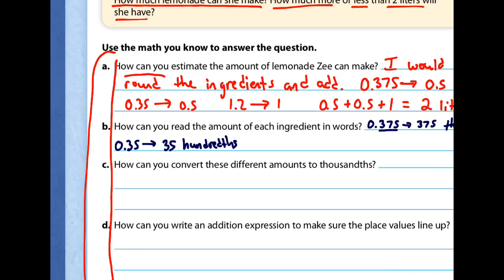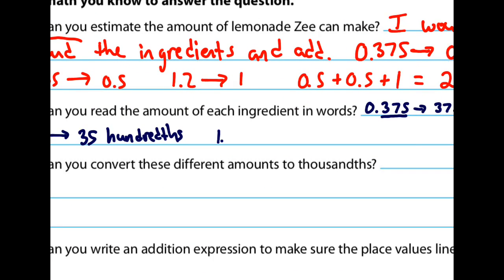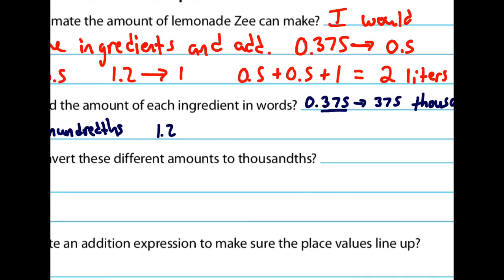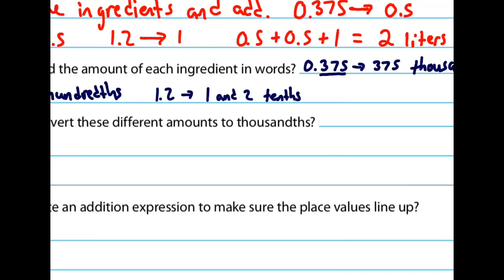And the last one was 1.2. So 1.2, since it has a whole number, can be read 1 and 2 tenths. And I know that 0.2 is 2 tenths because 10 has 1 zero and there's one decimal digit, so that's how I know it's tenths.